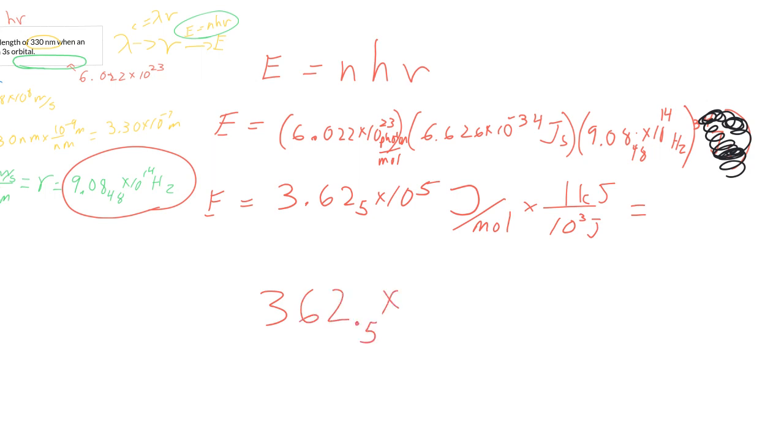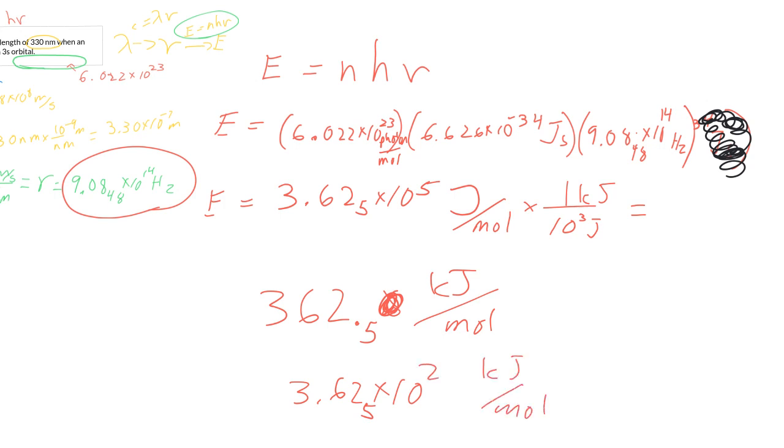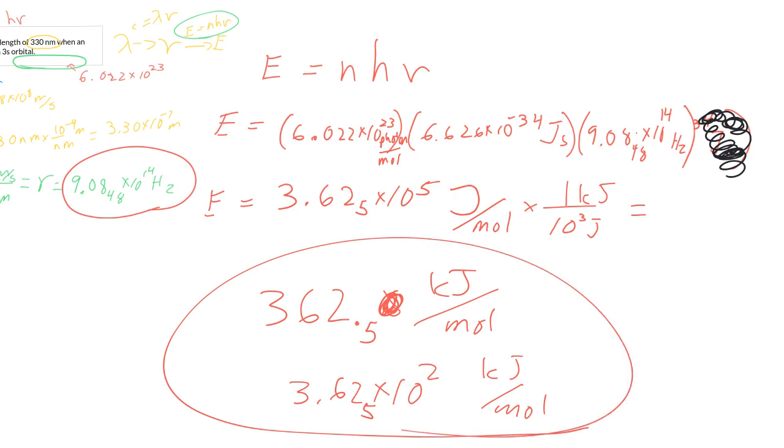So I get 362.5 kilojoules per mole. Or if we wanted scientific notation, 3.62 times 10 to the second kilojoules per mole. You say potato, I say potato. That's it. Beep.